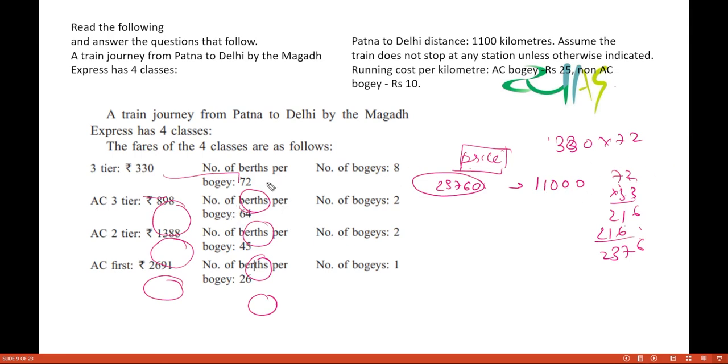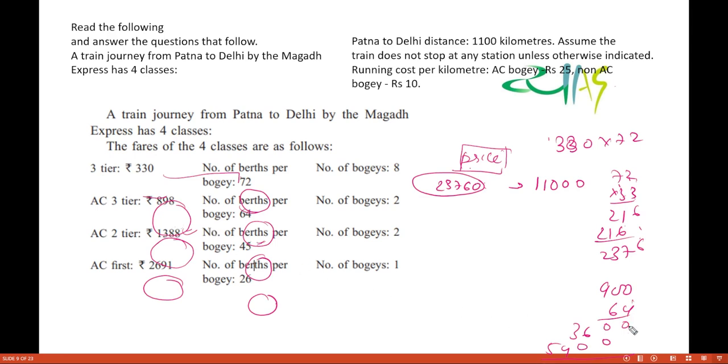Okay, now look at this one. So we have this AC 3 tier. 898 is the fare, and we have 64 berths. Okay, so this is 898, almost 900 rupees the fare is. And how much? 64. So how much you are getting? 57600.